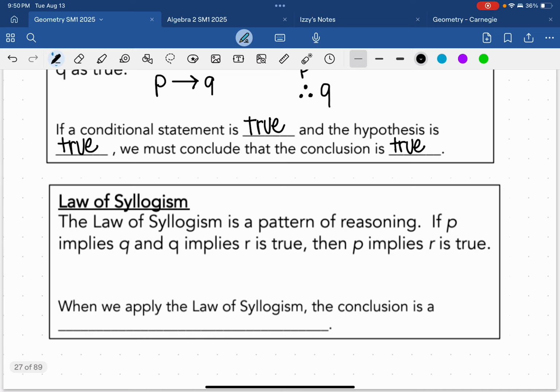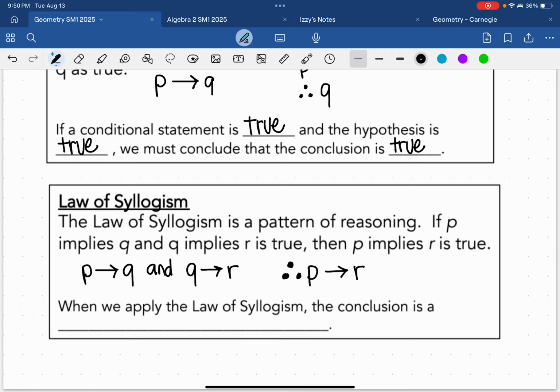All right, the law of syllogism is a pattern of reasoning. If P implies Q and Q implies R is true, then P implies R is true. So we can say P implies Q, and I guess we would say and Q implies R, then we would say that it goes to reason that P implies R.